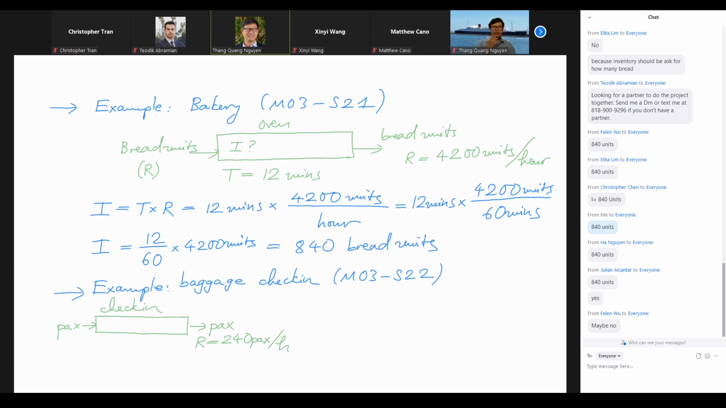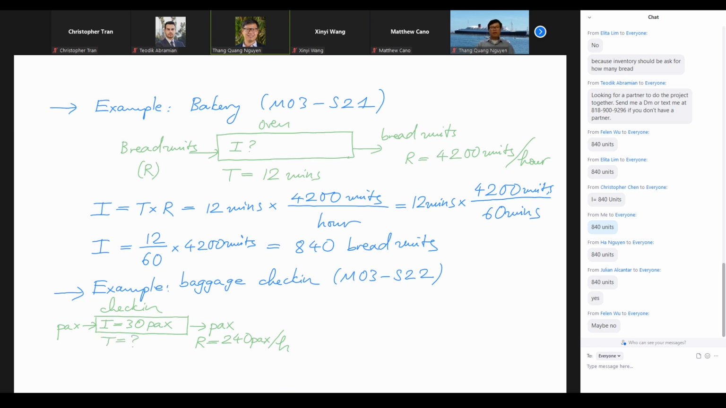The next, they say that on average, the number of passengers waiting for check-in was 30. So the inventory is 30 passengers. Okay. So by now we already know the inventory. We know the flow rate. And the question is supposed to ask us about the flow time. And actually it does.